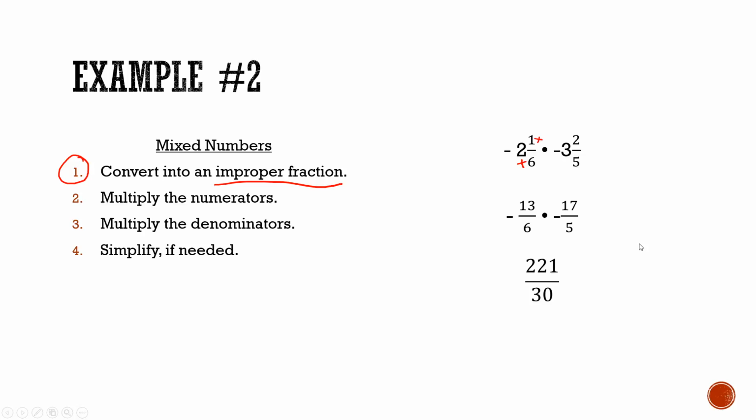Now you can leave it improper, or if you want to change it into a proper fraction, you will simply do the division process, where the numerator goes inside the division box and the denominator goes outside. 30 times 7 would give us 210, with a remainder of 11. The remainder goes into our numerator, and our number over on the left side goes into our denominator. So you could also write this improper fraction as a mixed number of 7 and 11/30. But either answer would work on your homework.